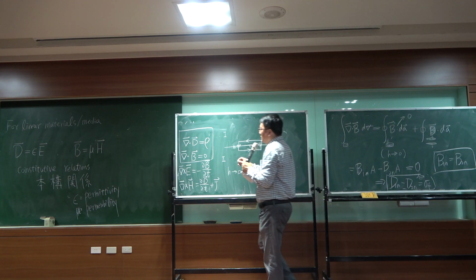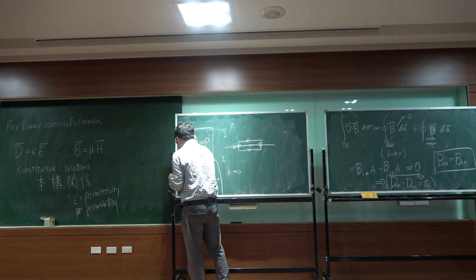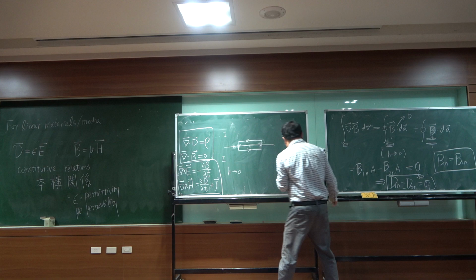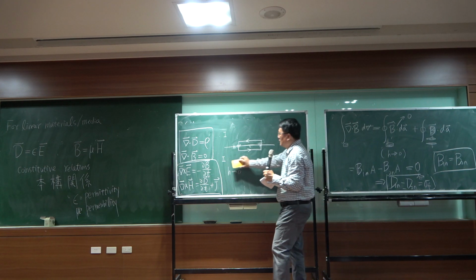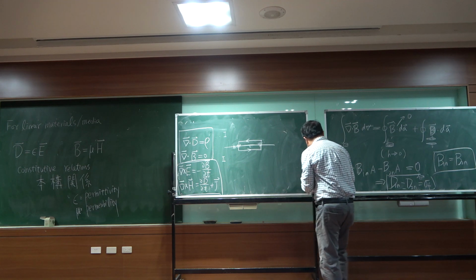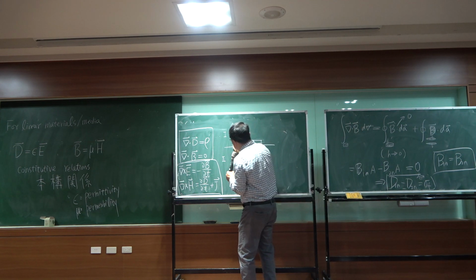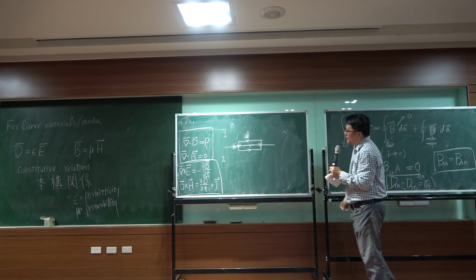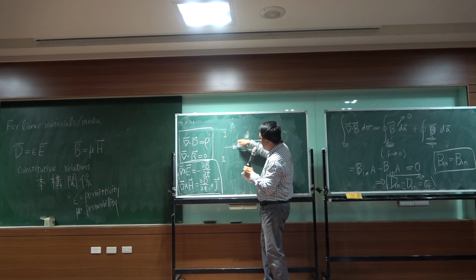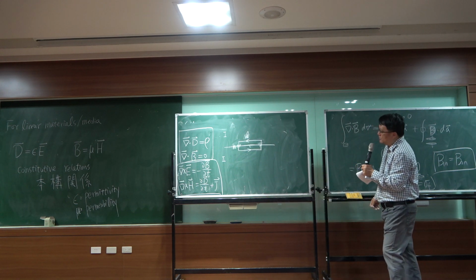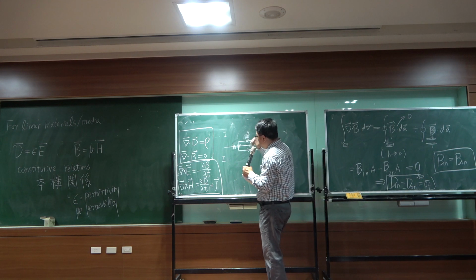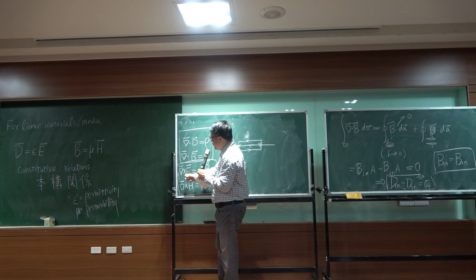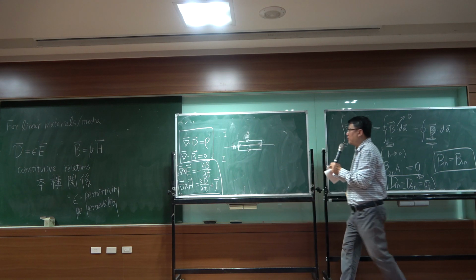So now we consider these two equations. We consider a rectangular loop. The width is, the length is L, and the height is H. We consider a rectangular loop like this. Then, once we encounter a curl equation, we can apply Stokes' theorem.